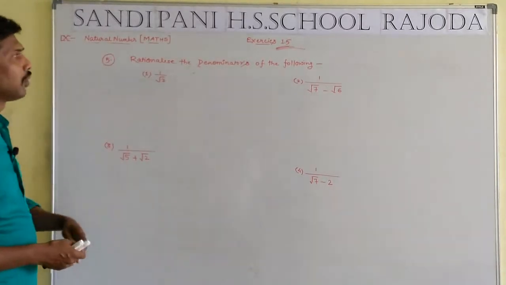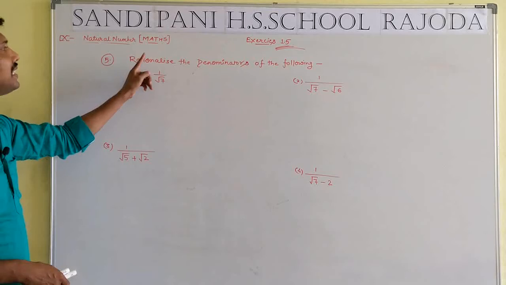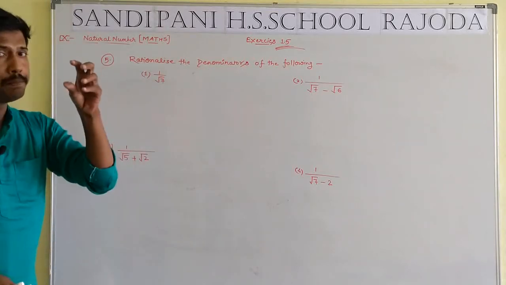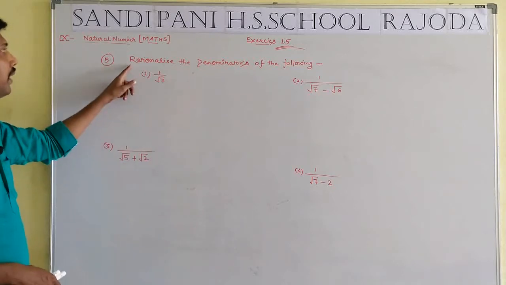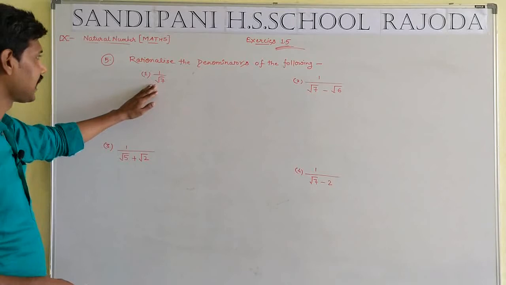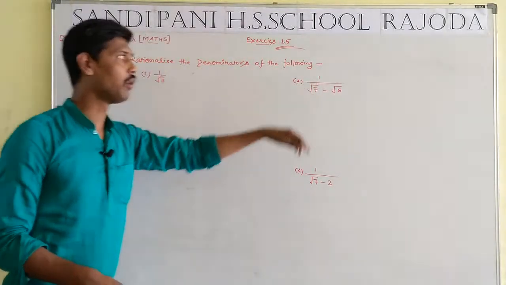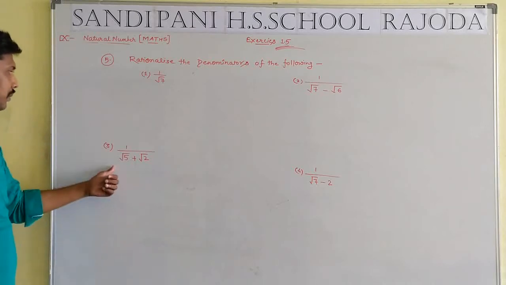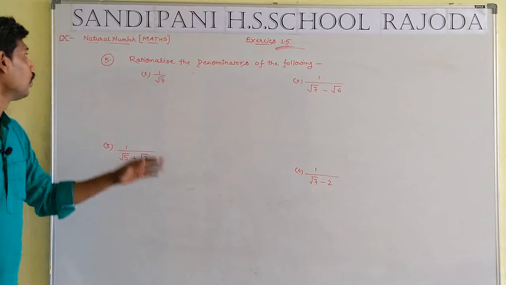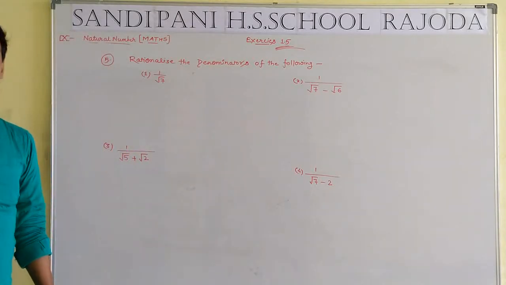Students, question number 5 of exercise 1.5. The demand of the question is: rationalize the denominator. That means only the denominator; we can't rationalize the numerator. Now question number 5, first: 1 by root 7. Question number second: 1 upon root 7 minus root 6. Question number third: 1 upon root 5 plus root 2. And question number fourth of question number 5 is 1 upon root 7 minus 2.